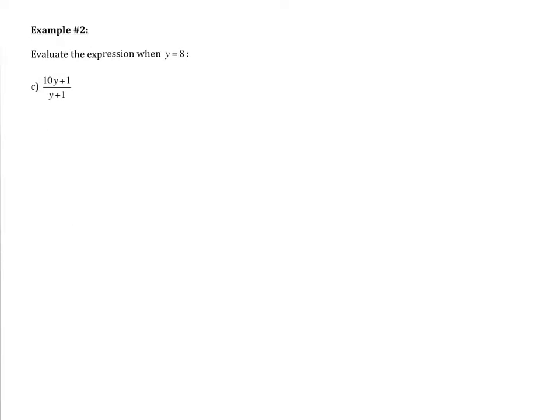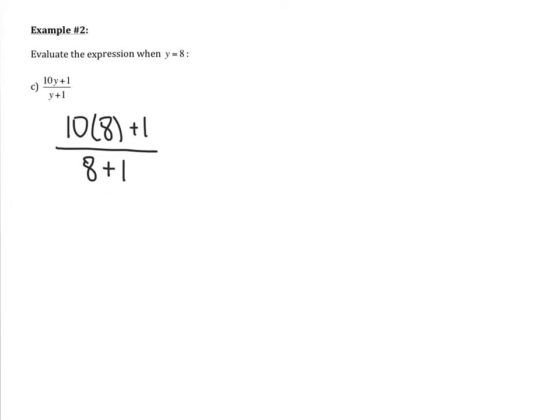So here will be our last example. So once again, we're supposed to evaluate the expression when y equals 8, and this time we have, for part C, 10y plus 1 all over y plus 1. So again, I'm going to replace all of the y's in my problem with 8. But be careful, this is supposed to be 10 times y. So when I substitute that 8 in, I need to keep that in mind as I write it out. So now my problem will look like 10 times 8 plus 1 all over 8 plus 1.